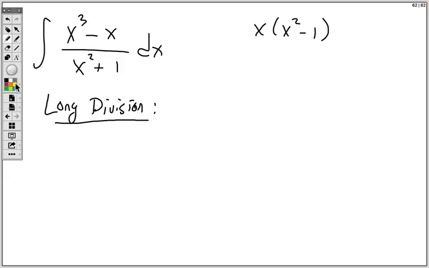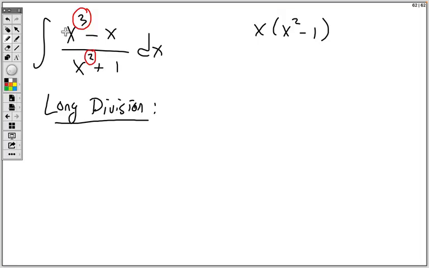Because when you have a rational function like this, a ratio of polynomials, and the degree of the numerator, the highest power of x in the numerator, is bigger than or equal to the degree of the denominator, then that means that we can actually divide and rewrite this integrand.